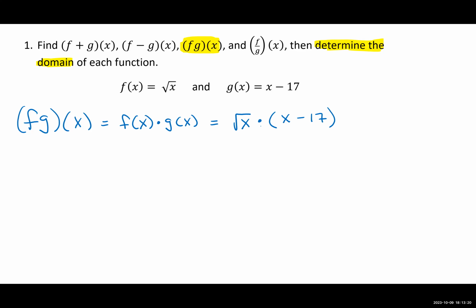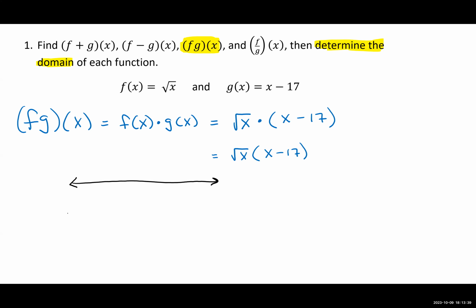And we don't need a dot there. We could just say square root of x times x minus 17. Now let's look at the domain a little bit differently. We're going to get the same answer, but let's look at another way of looking at the domain of the function.